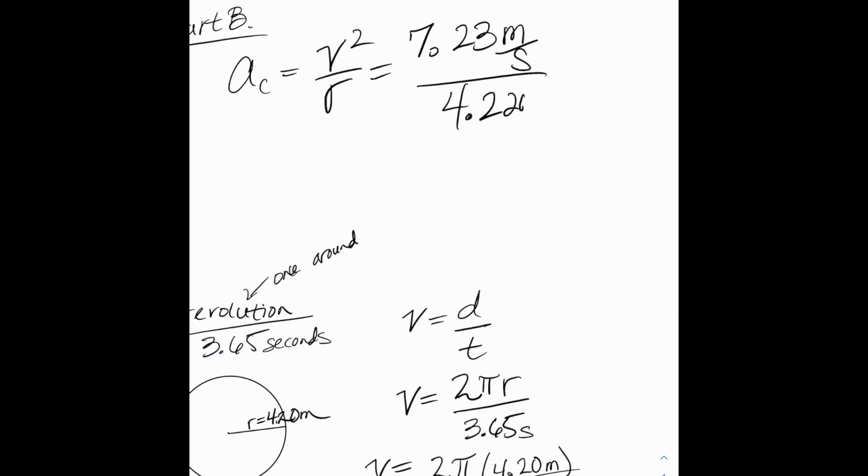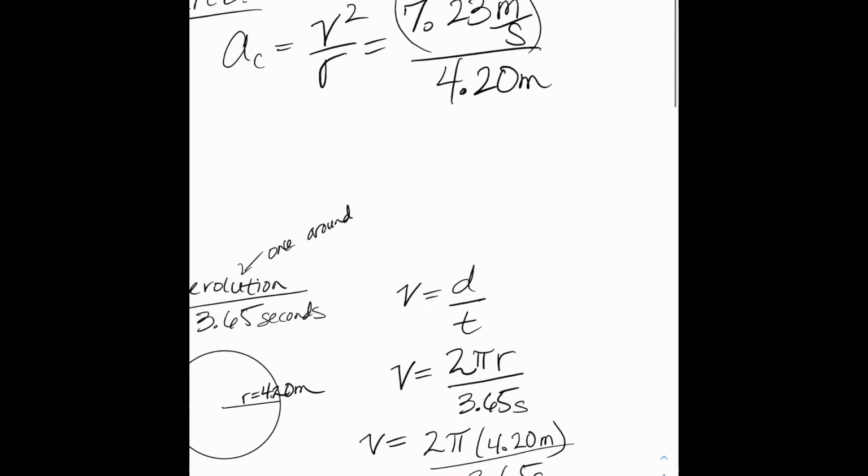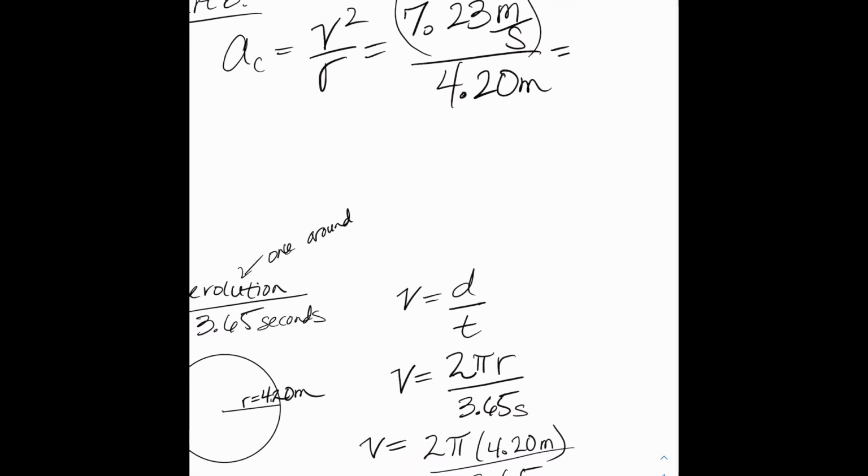4.20. Whoops. I noticed something, I forgot to square this. All right, 4.20 meters. So if we do the math here, squaring the top first, 7.23, it's giving us about 52.27 on top. That's going to be in meters squared per second squared, divided by 4.20 meters.